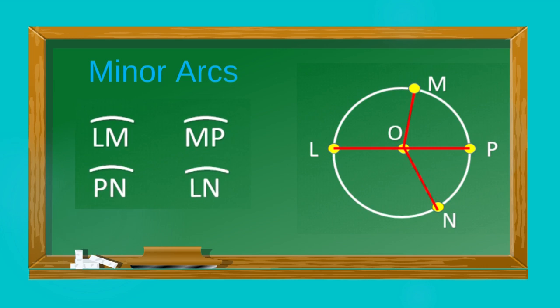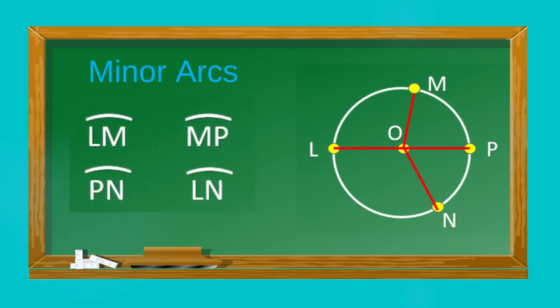So let us see the figure given. The same figure of the circle, circle O. Using minor arcs, you are going to name two capital letters or 2 points. So we have arc LM or ML. If it is in a clockwise direction, then you are going to name it in a clockwise direction. So we have arc LM, arc MP, arc PN, and arc NL.